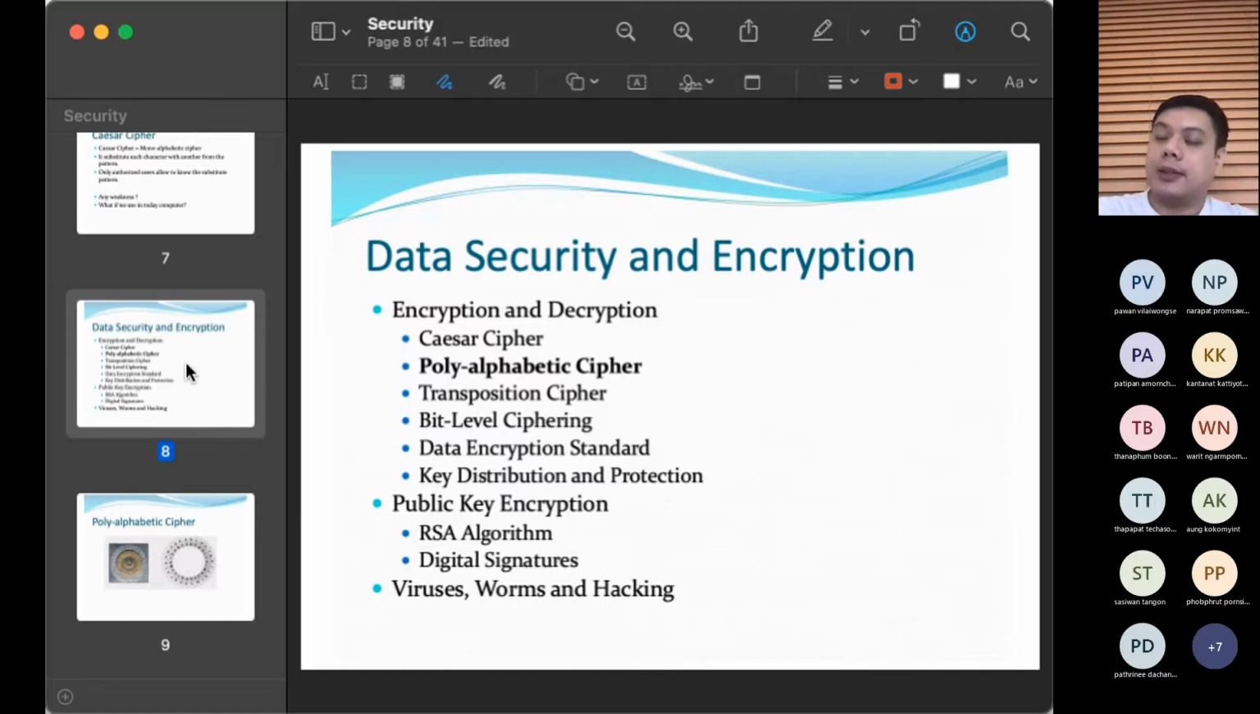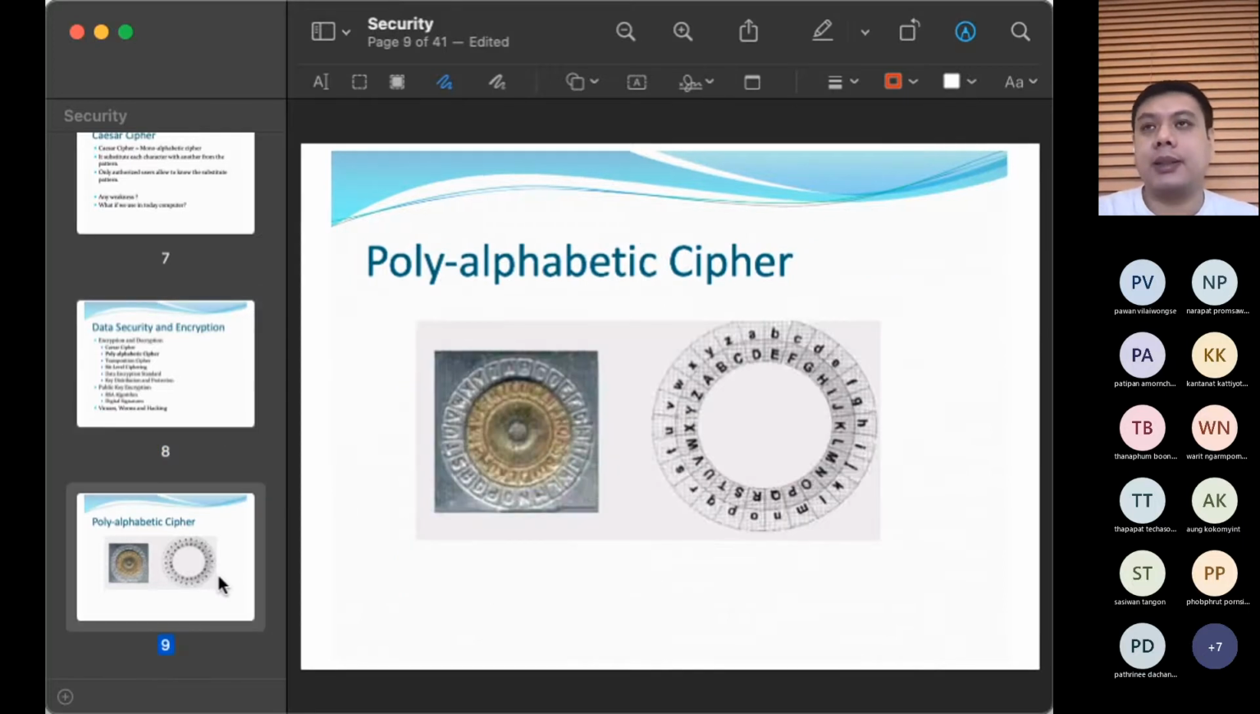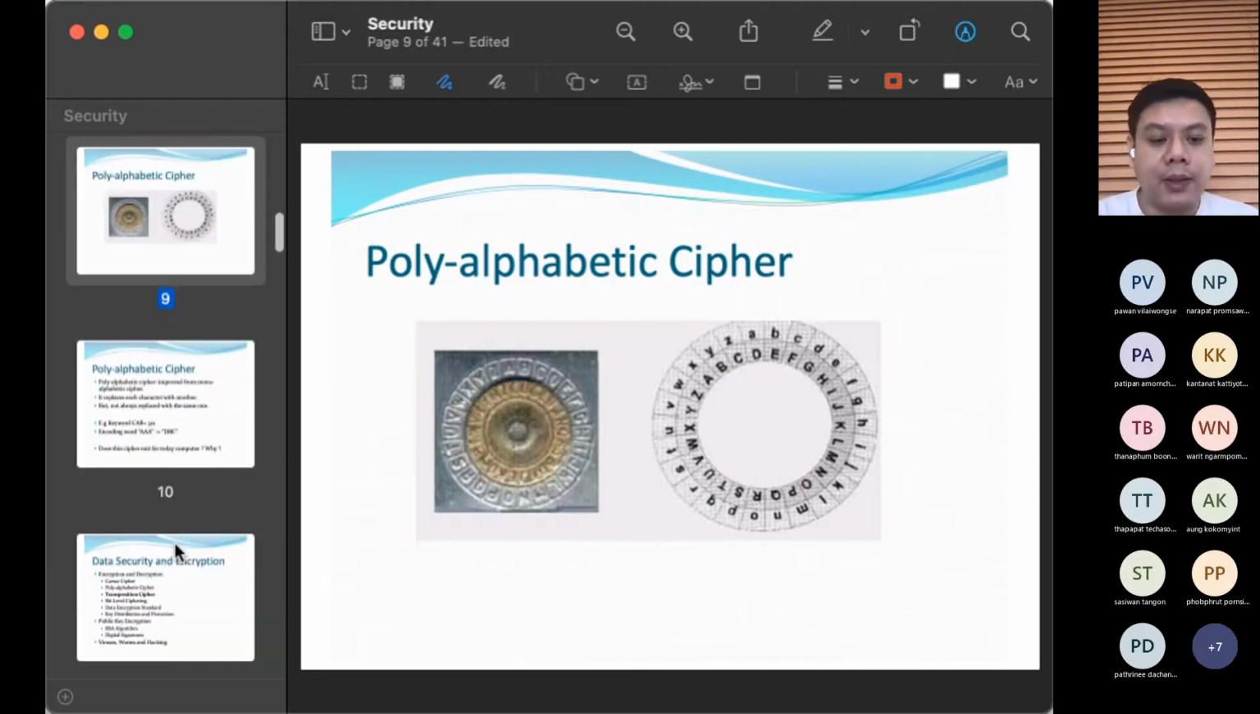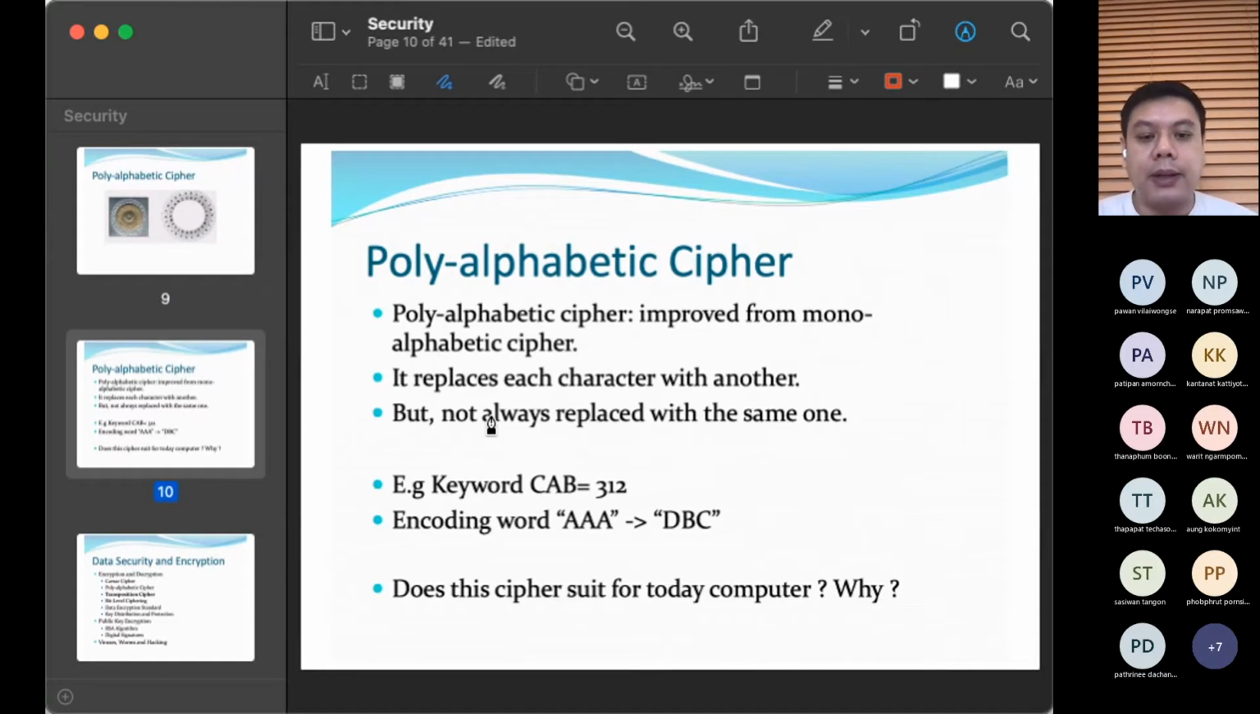Caesar did not stop there. He was so good, thinking back to the old days when you didn't even have electricity, but he designed this. He now used the polyalphabetic cipher. What is a polyalphabetic cipher? It means you are not using just one fixed mapping. You use more than one mapping. For example, you have a keyword like CAB. Now this is a keyword. What does it mean?